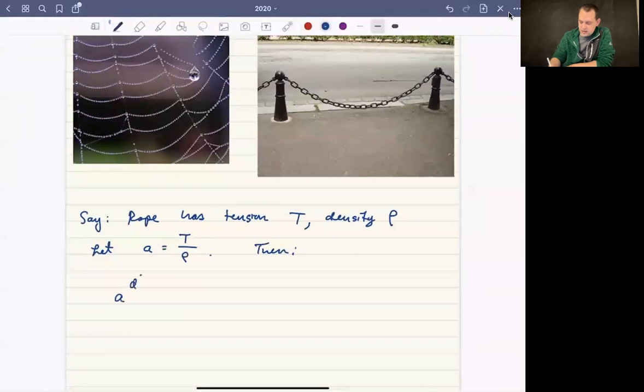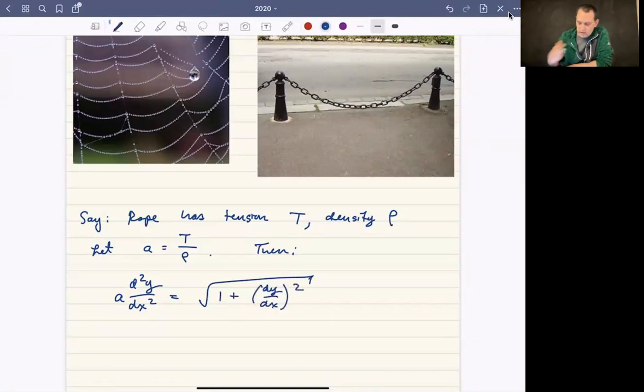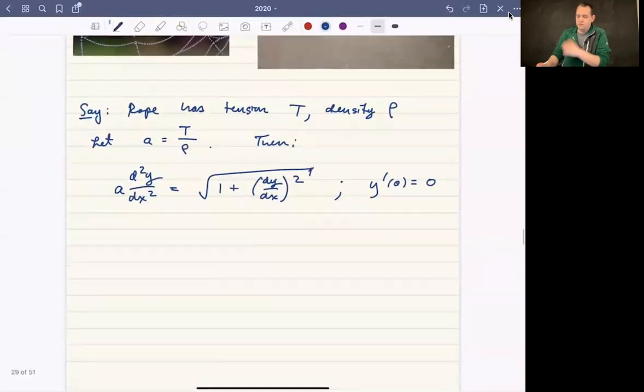So A times the second derivative of y with respect to x is equal to the square root of 1 plus dy/dx squared. Okay, and here we're going to have y prime of 0 equals 0. Here y equals f of x is going to be the curve that's determined by the rope or the chain or the string or whatever. Okay, so we need to figure out how to solve this differential equation.